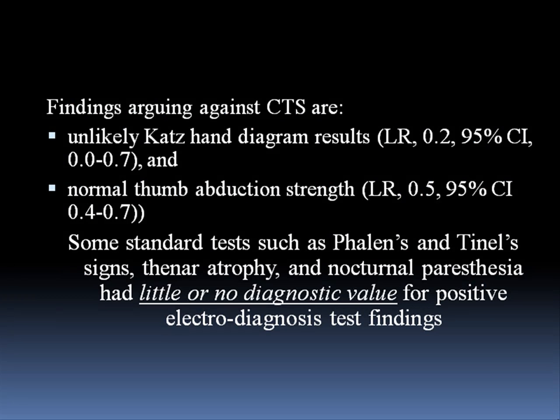Now, findings arguing against CTS that have decent negative likelihood ratios were an unlikely Katz hand diagram result and normal thumb abduction strength. Some standard tests, such as Phelan's and Tinel's signs, thenar atrophy, and nocturnal paresthesia, had little or no diagnostic value when compared to positive electrodiagnostic test findings.